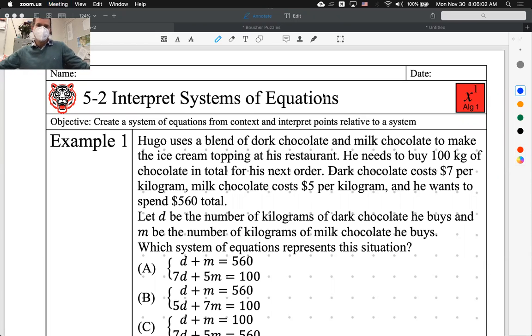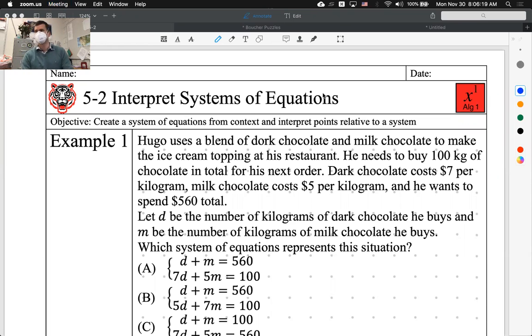There it goes. 5-2, interpret systems of equations. This is our second lesson on Unit 5. Again, our first lesson back on Thursday, which is well over, like 11, 12 days ago now, was graphing, where you graph two lines, and the intersection was the answer.